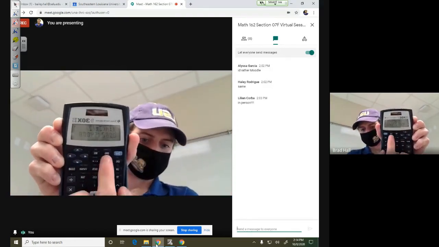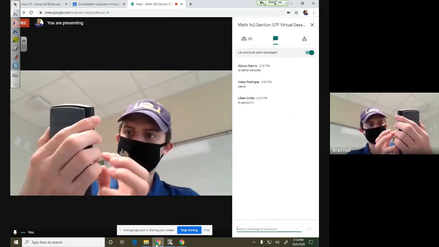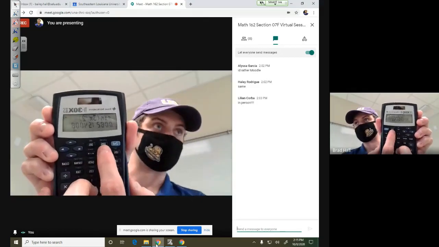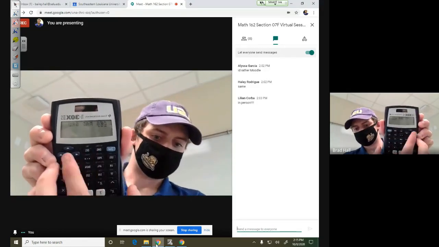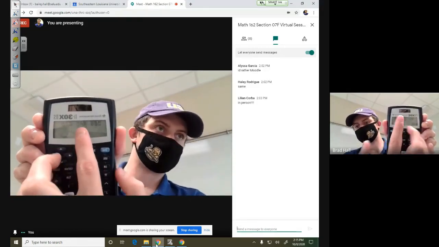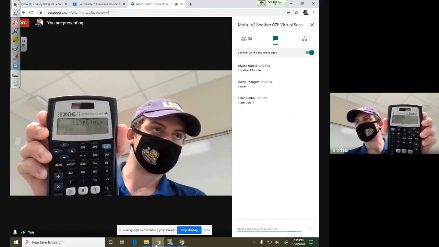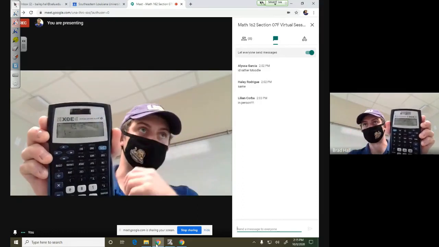So you'd have to press the DRG button right here. Just means degree. And then you simply go over to radian mode. It's as simple as that. Press enter. Try that again. You get -1. That's radian mode for this calculator.